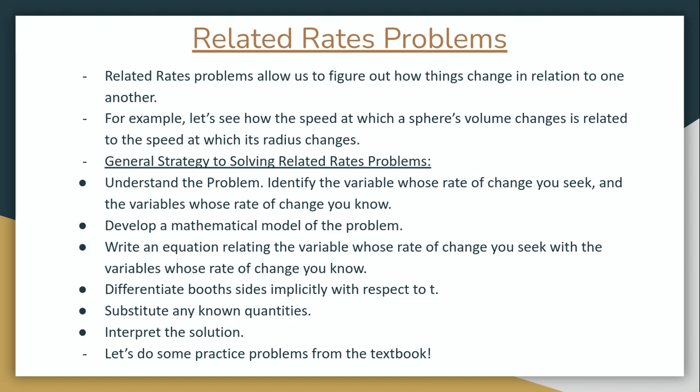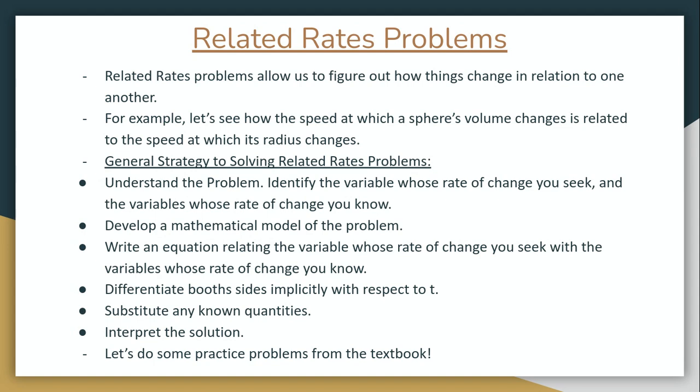Then you differentiate both sides implicitly with respect to time. We apply d/dt to both sides. You do your calculus, you apply your derivative rules, and you'll get your answer. We got dv over dt equals 4 pi r squared times dr over dt. So the last step is just to substitute the things we know. We knew what dr dt was, and we knew what the r value was. So we substitute those in, and we'll get a number for dv dt, which is what we were looking for in the first place.